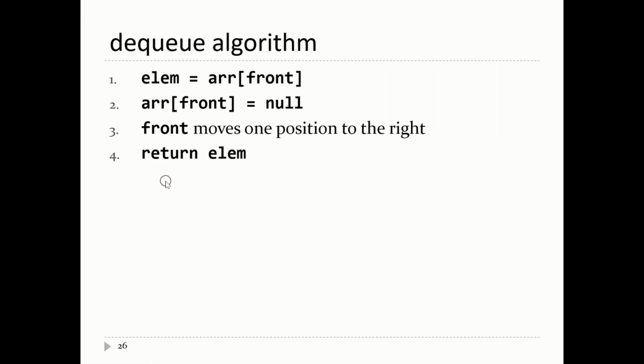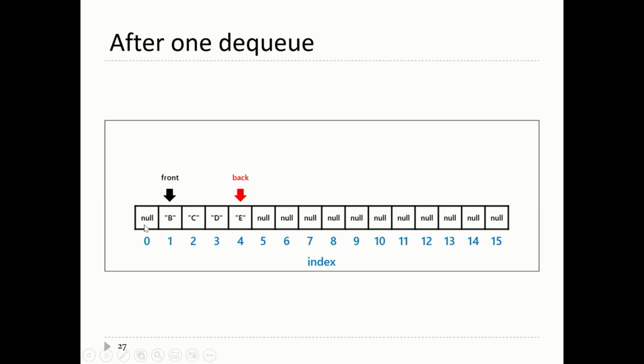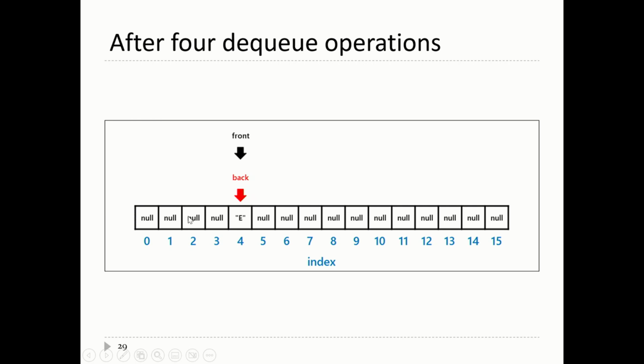And then I'm going to return the element that was in the queue, and I have to decrease the size of the queue by 1. So back here. If I'm going to dequeue the A, the A goes out. I'm going to return the A. I'm going to set its old position in the array to null, and I'm going to move front one position to the right. Dequeue the B. So remember what the B is. Set the array element to null and move front one position to the right, and so on.